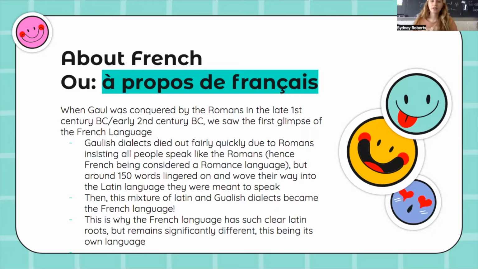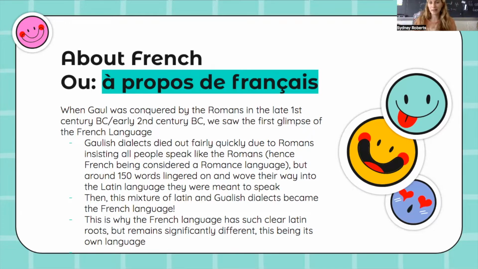But when Gaul was conquered by the Romans in the late 1st century, early 2nd century, we saw the first glimpse of the French language. So Gaulish dialects died out pretty quickly due to Romans essentially requiring everyone to speak the way that they did, which is why French is considered a Romance language. But around 150 words lingered on and wove their way into the Latin language that they were meant to speak.